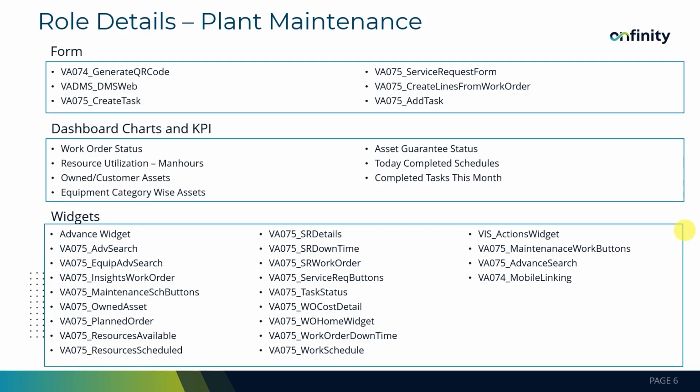Then there is a form. There are a few forms that technicians or a plant maintenance service might require. You have to provide that also. Then dashboard, chart, and KPI. You have to provide the access on the dashboard charts and the KPI to the specific role, which I will show you in the next few minutes. Then there are widgets, like I have already shown you on the roles window. There is a second last tab called widgets. On that you can provide the access of these widgets. Let's go back to the system and I will show you where you can provide access of dashboard charts and KPIs.